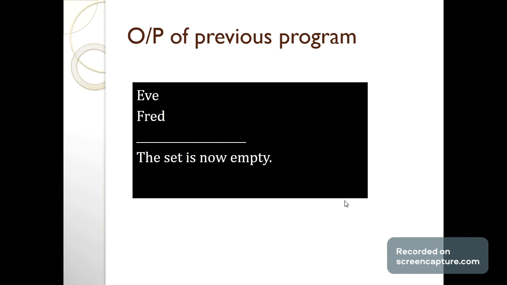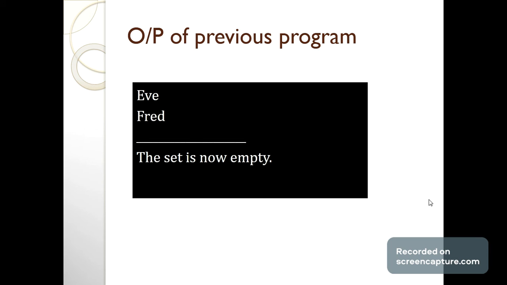Then I have done what? S dot Carl to s dot Eve, I am erasing that. That is why Carl has been removed, and then Eve and Fred are remaining. And then I have written s dot clear, so that is making my set empty. That is why I have checked if s is empty, it is going to display set is now empty. That is why the output is coming as set is now empty.